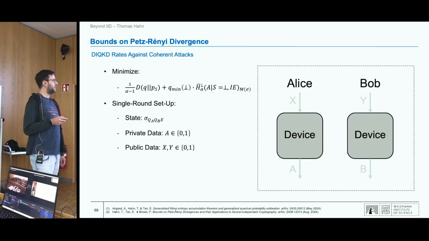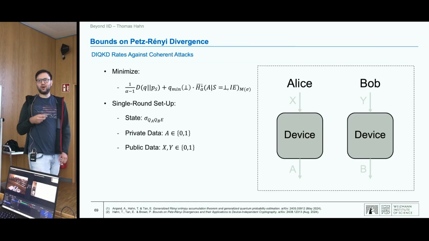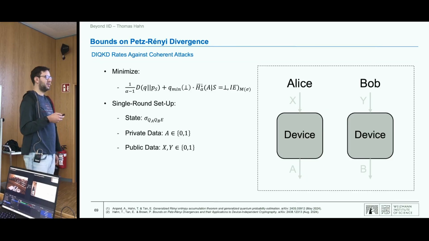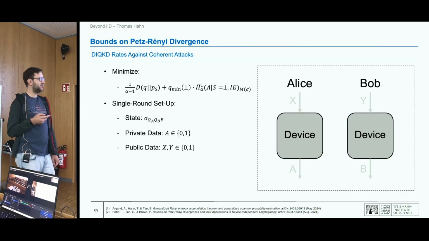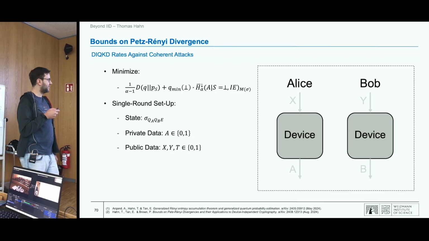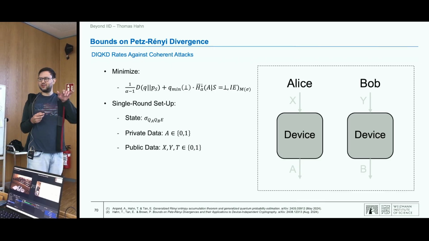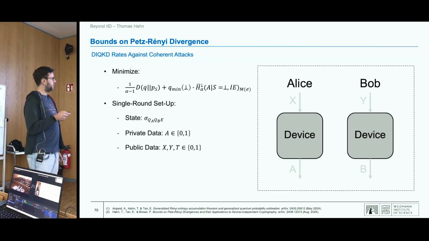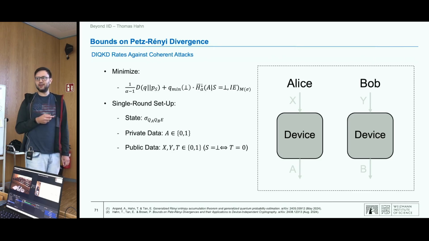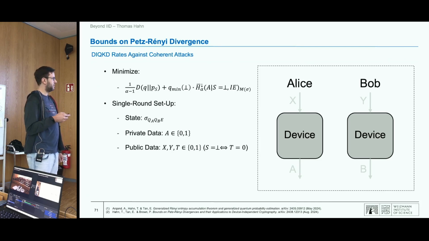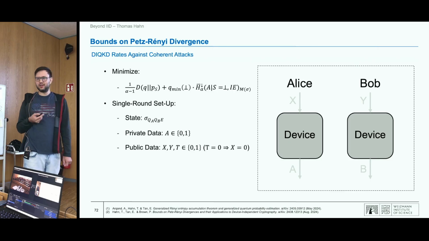Here, the public data are the inputs. This is what Alice and Bob will communicate at the end of the protocol. And because I also said that there are test rounds, that also means that you need an additional bit that tells you whether or not it was a test round. Just for clarification, the symbol ⊥ is equivalent to saying that there's not a test round, i.e. t equals 0. And for the simplest case, t equals 0 implies that Alice's measurement input is just x equals 0.